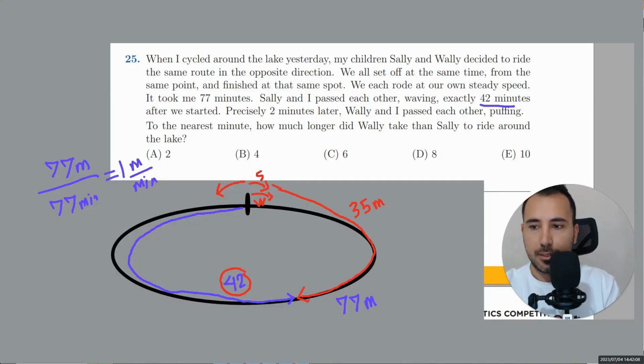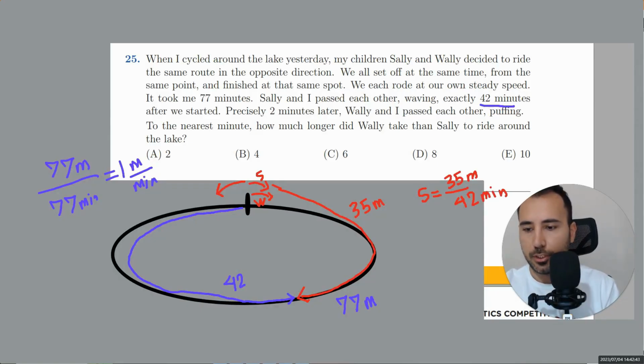Remember, the speed of the mother was 1 meter per minute. So how long has it taken? The mother has gone 42, so 42 minutes. So the speed of Sally is 35 meters in how many minutes? 42 minutes. Because if the mother is 42 meters, that means the mother is 42 minutes. That's for S.